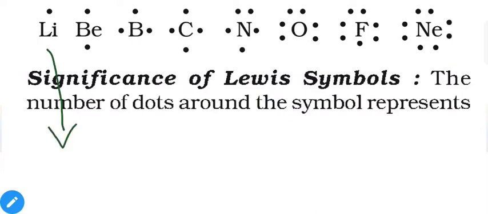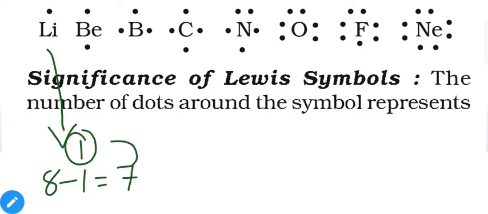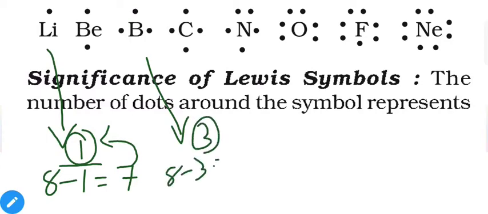The number of valence electrons is 1, and 8 minus the number of valence electrons is 7. So the lower number will be the valency. Here, the valency for lithium will be 1. In the case of boron, the number of valence electrons is 3, and 8 minus 3 is 5. So the lower number represents the valency. That means it will be 3.